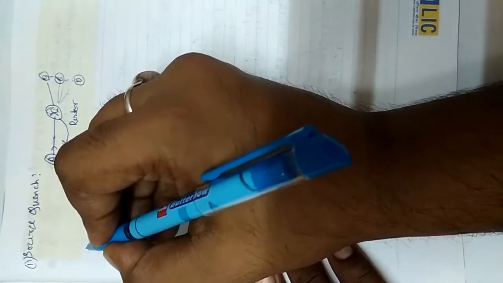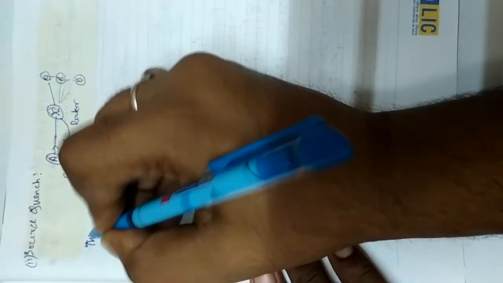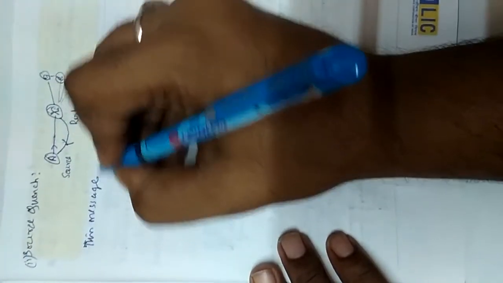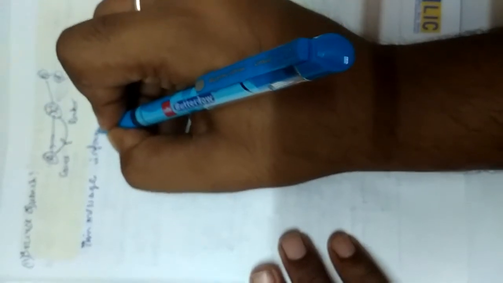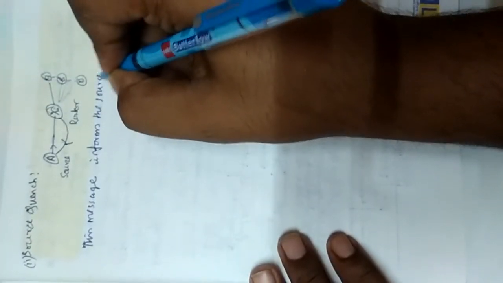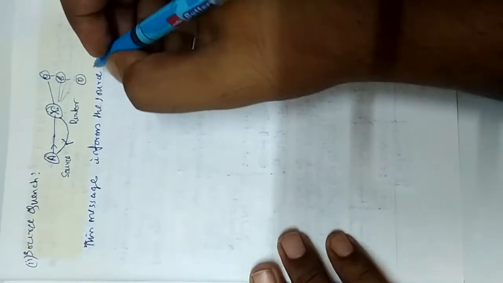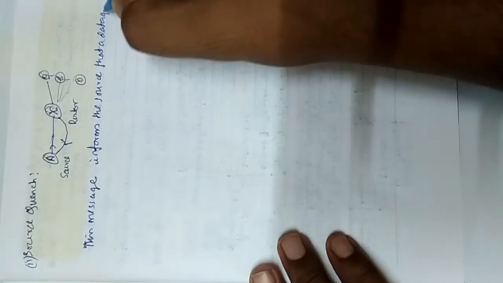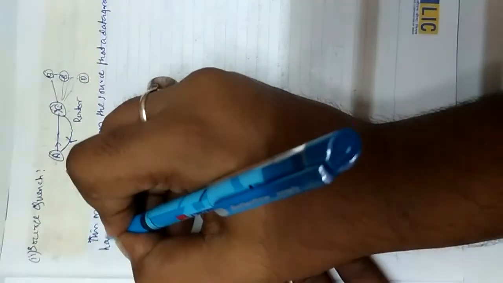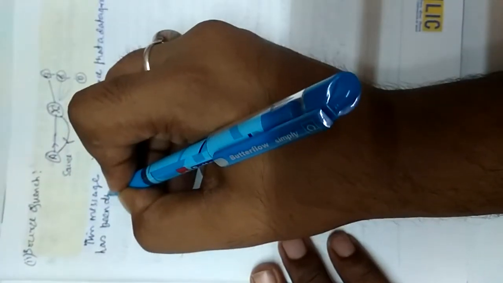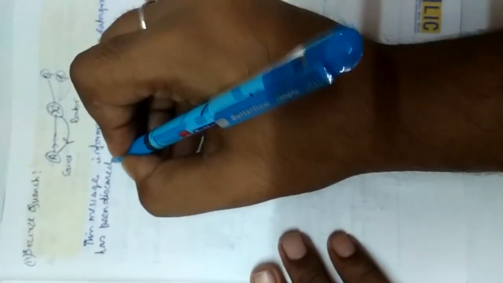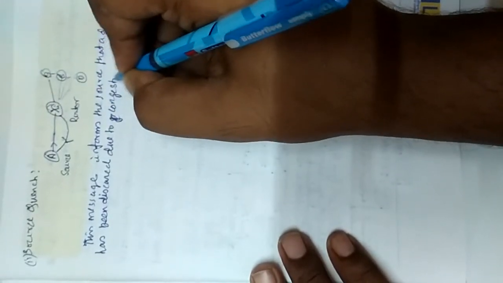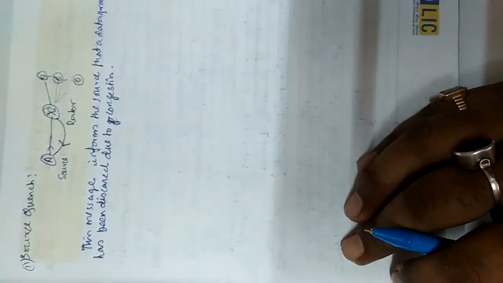Regarding the theory, we can write that this message, source quench, informs the source that a datagram has been discarded due to congestion. So this is all about source quench.